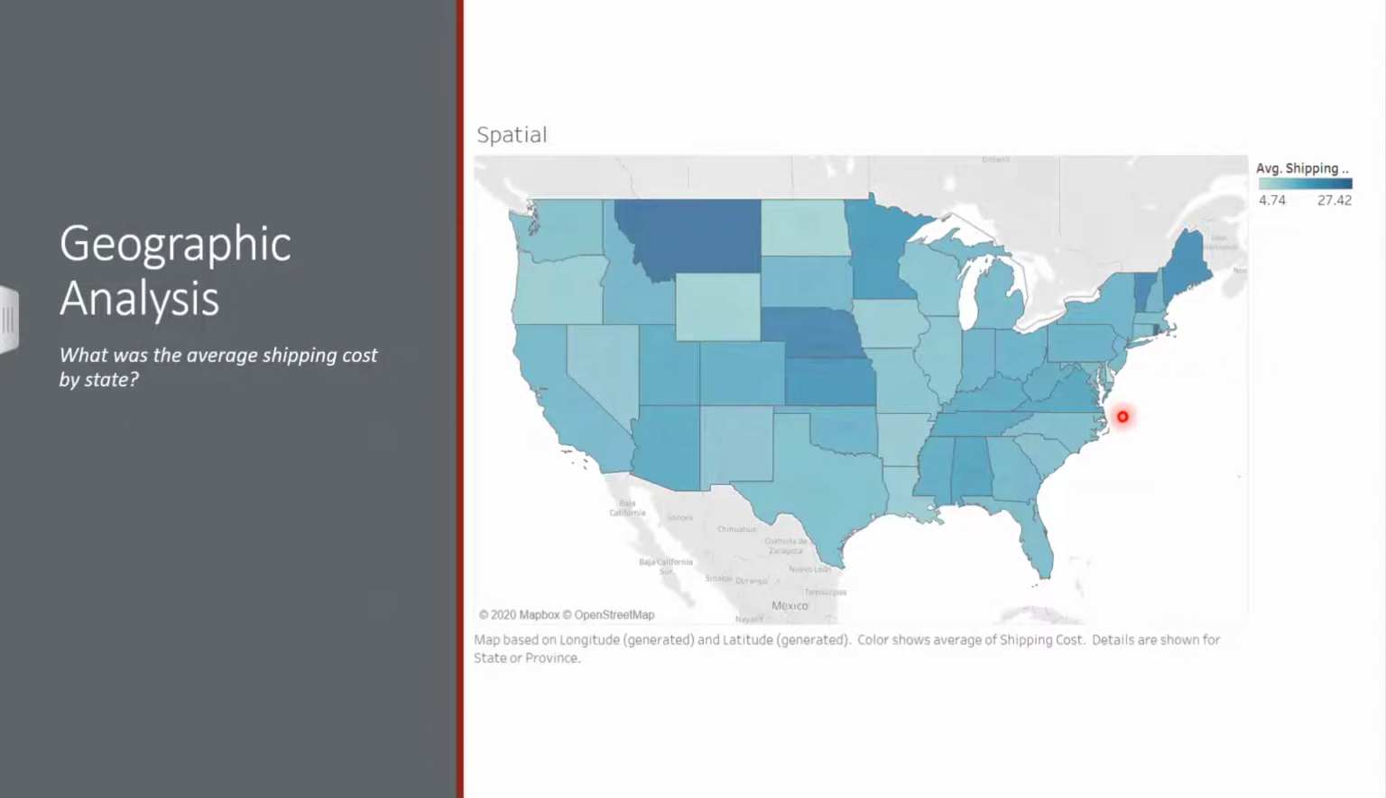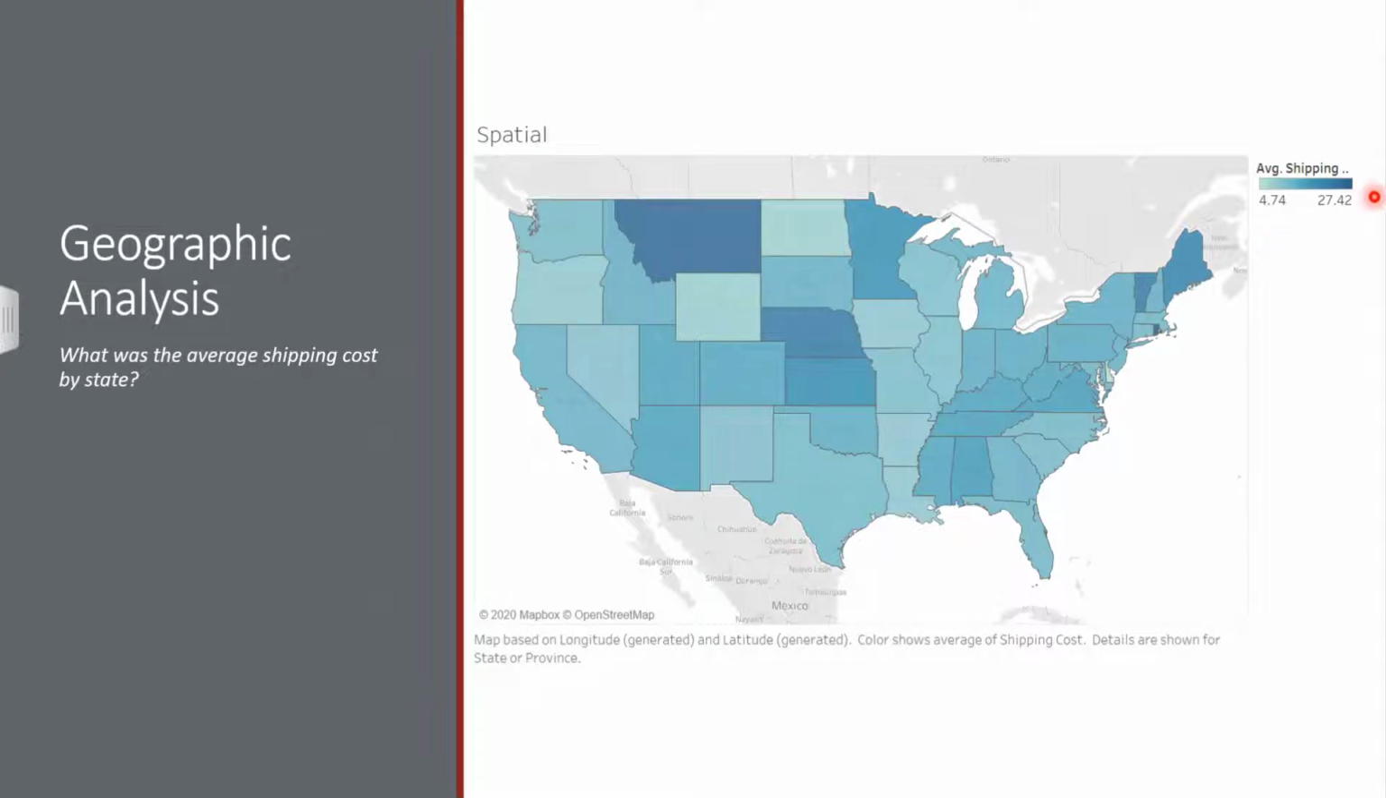But I can see, just by comparing two states together, that Minnesota is a more expensive state to ship things to than Wisconsin here, because Wisconsin is lighter, and therefore Wisconsin has a lower average shipping cost.